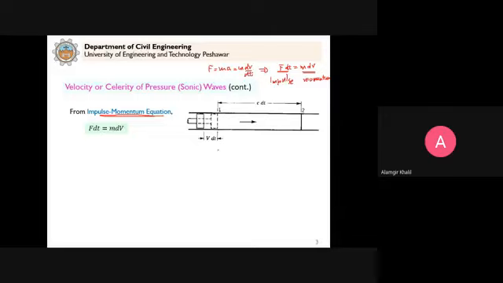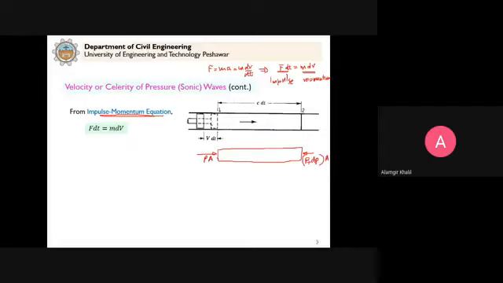Now we have to consider the forces. Let's say I consider the fluid between these two sections here. The different forces acting here are the pressure forces. This will be equal to P into A, because the cross-sectional area of the piston is A. And then here, we can write P plus dP, because there is an increase in pressure, into area A.